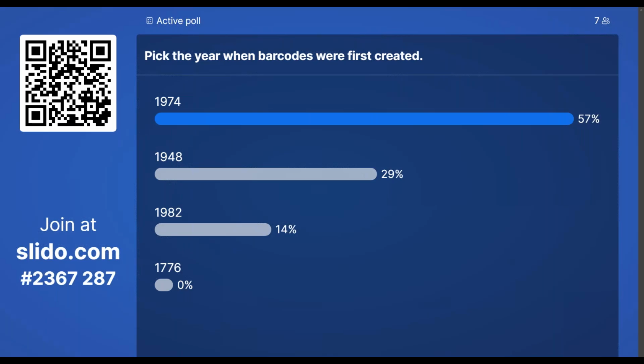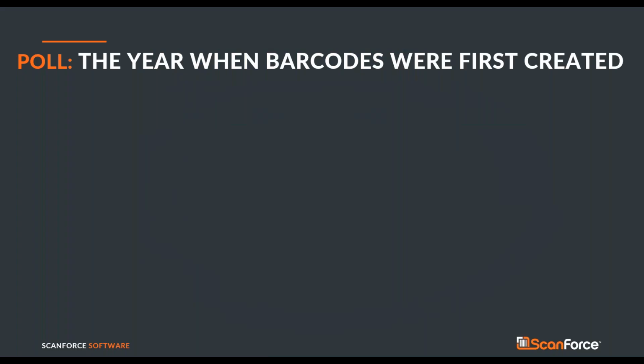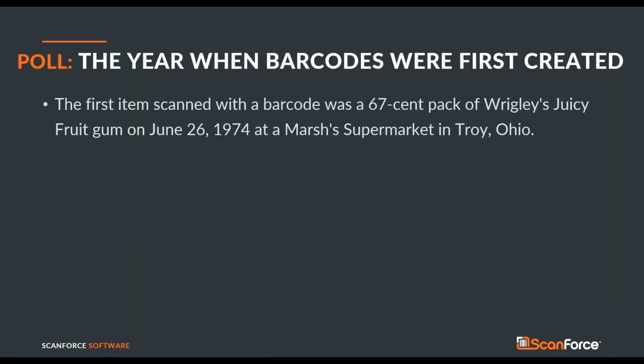1974 is the winner. That's what most of you think. And then there's some others. 1776 didn't get any love, not surprising. But here's the real deal. In 1974, a pack of Wrigley's Juicy Fruit Gum was scanned in Ohio, and that was the first time a barcode was scanned. So most of you should be feeling pretty good about your answer.